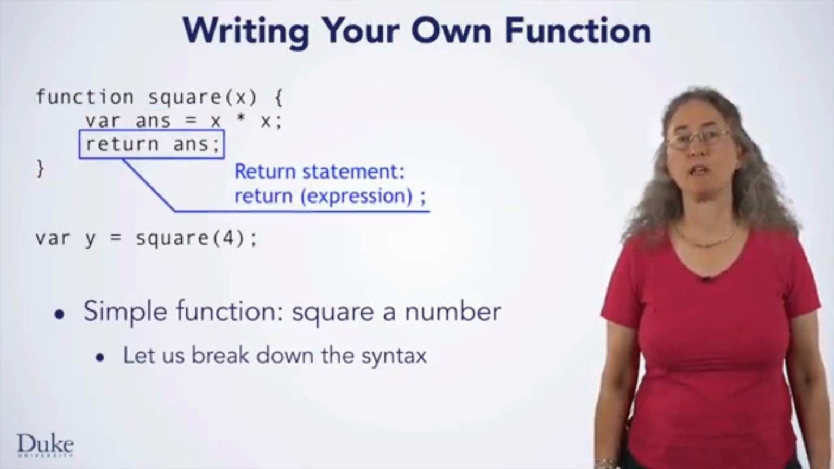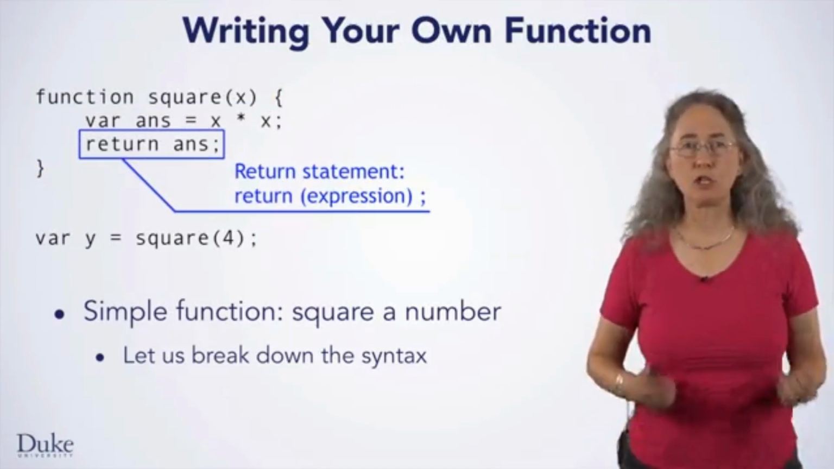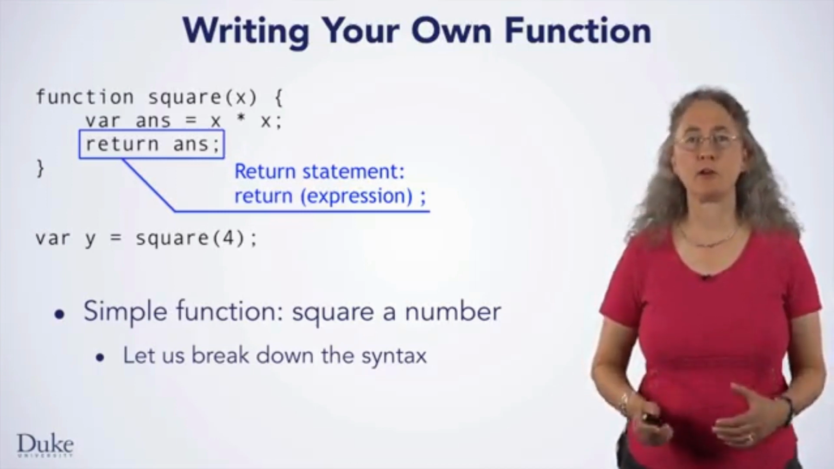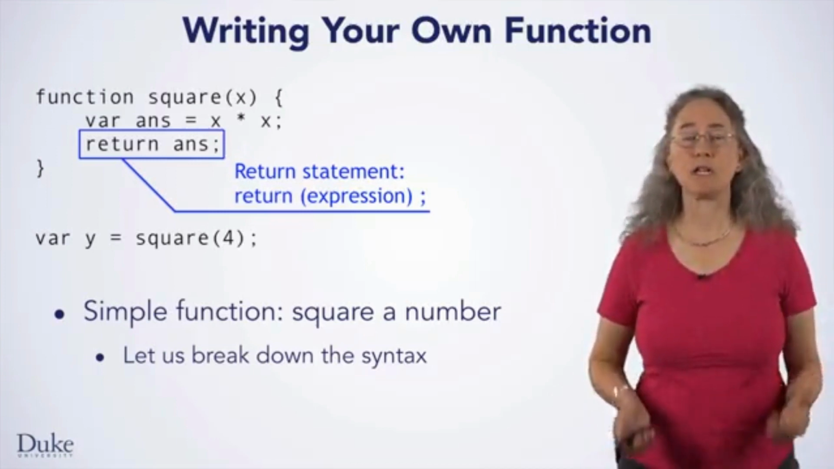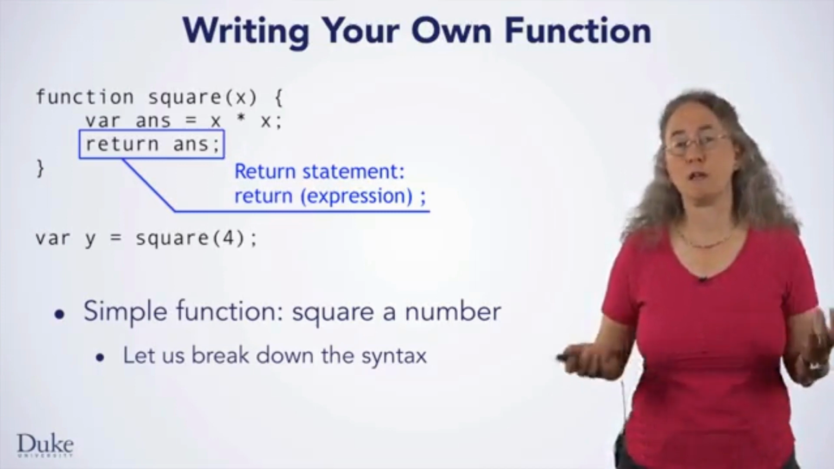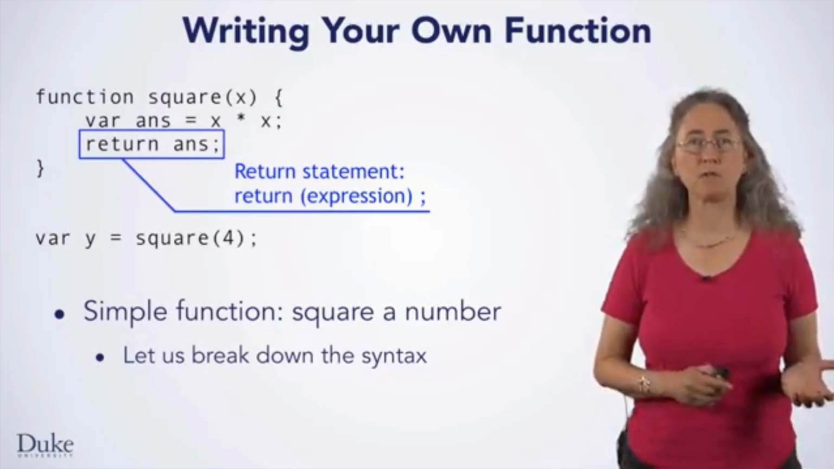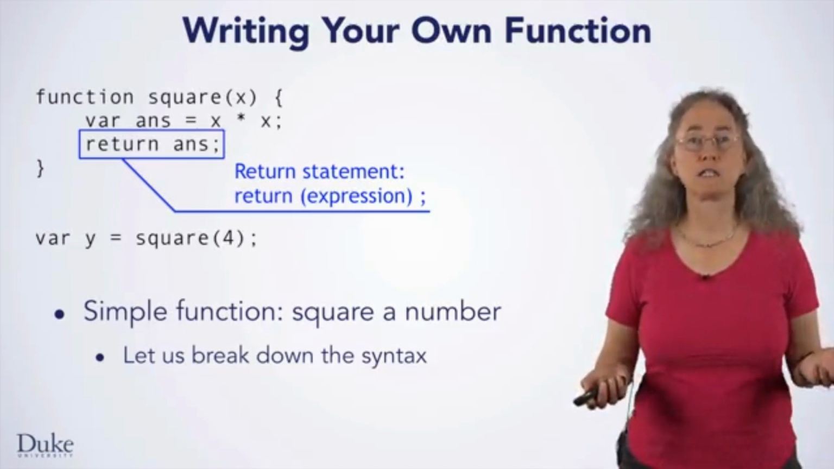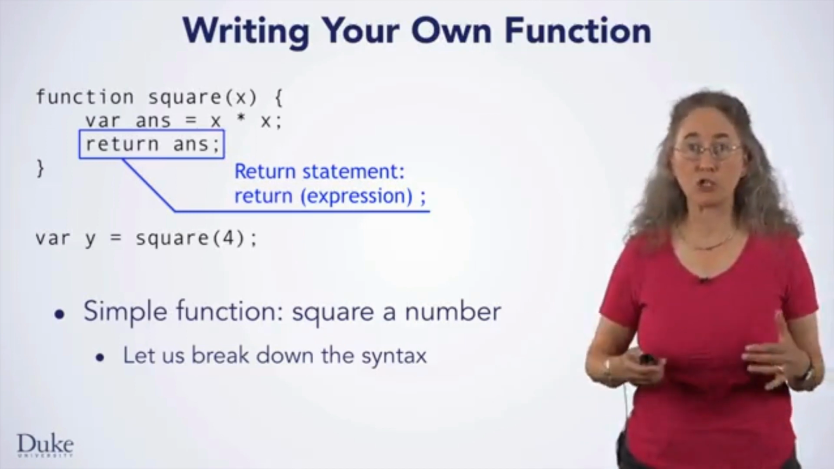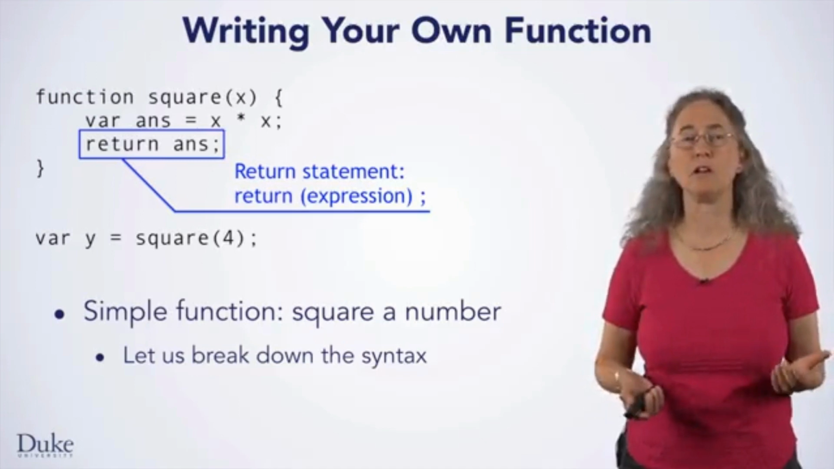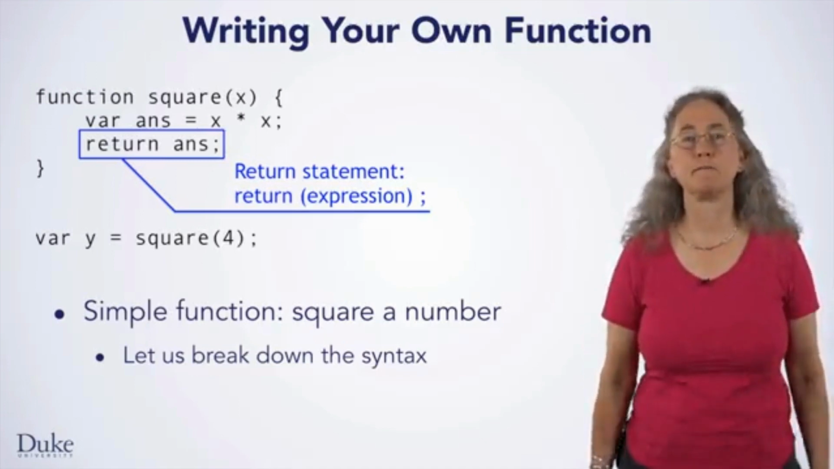There's a new type of statement in the body of this function: return ANS semicolon. This is a return statement, which is how a function says what its answer is. The syntax of a return statement is the keyword return, followed by an expression whose value is what the function should give back as its answer, followed by a semicolon.